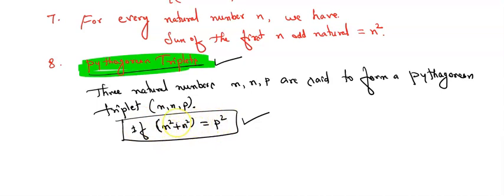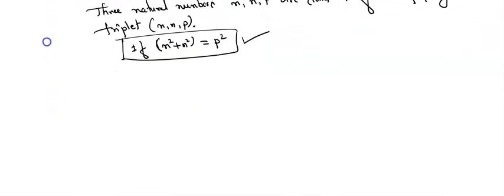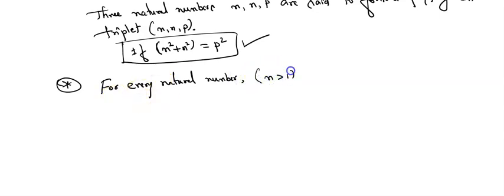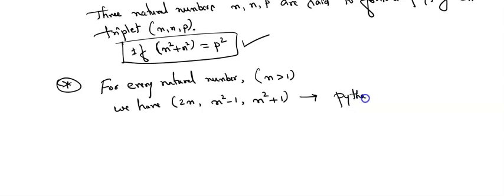Okay, both LHS and RHS should be equal, then it is said to be a Pythagorean triplet. So from the Pythagorean triplet we have got an important result. What is the important result? Please copy this down. For every natural number m greater than 1, we have 2m, m square minus 1, m square plus 1 as a Pythagorean triplet. Important property you should know.